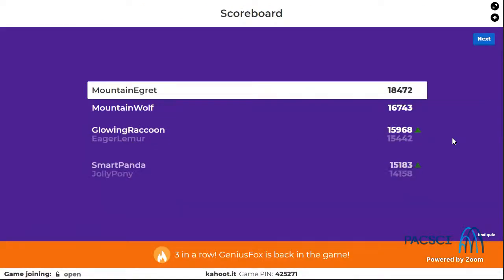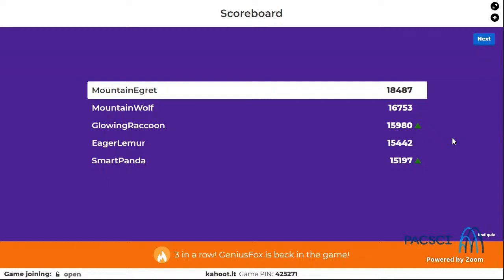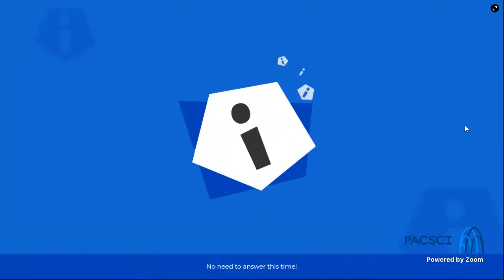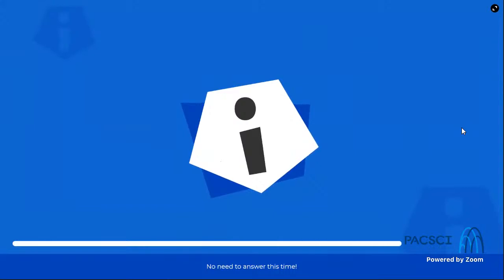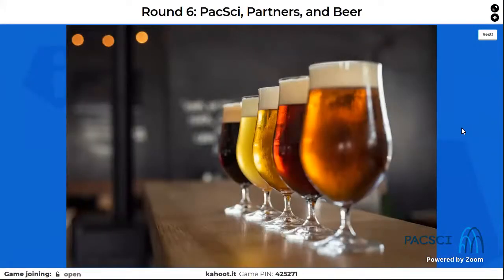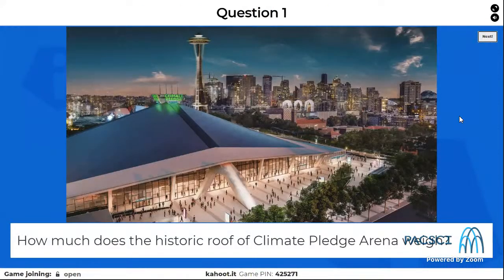Now let's take a look at our results. And there was a change leaving the last question of this round with an eager lemur and a smart panda who worked their way up into the leaderboard. And now I think we're ready for our round with questions regarding the Science Center and our partners and beer, because Fremont Brewery is one of our partners for tonight. Great, awesome. Okay, let's get into this round, see if we can change that leaderboard.